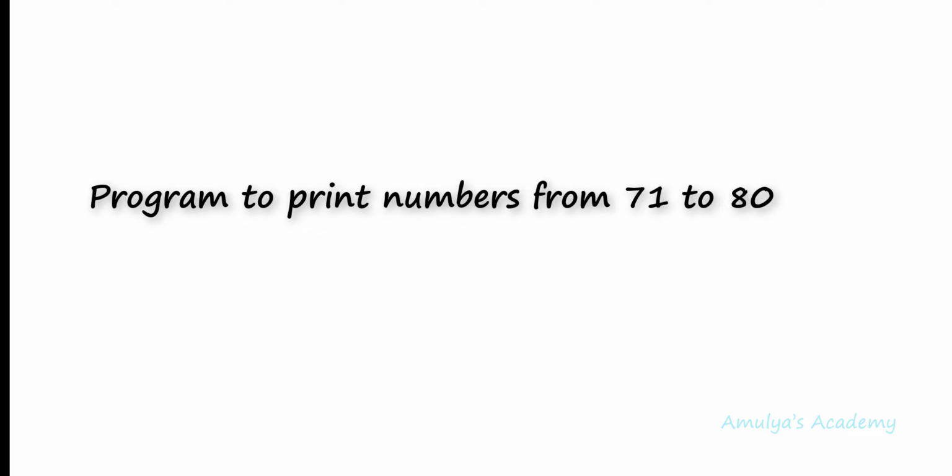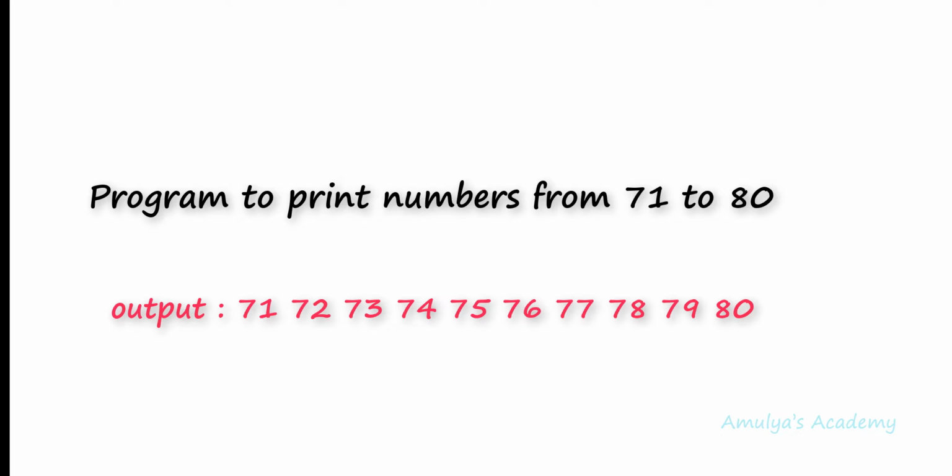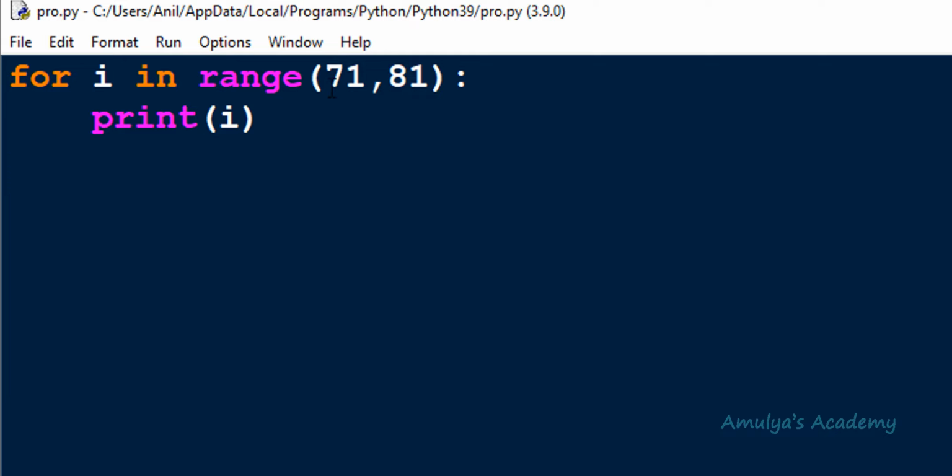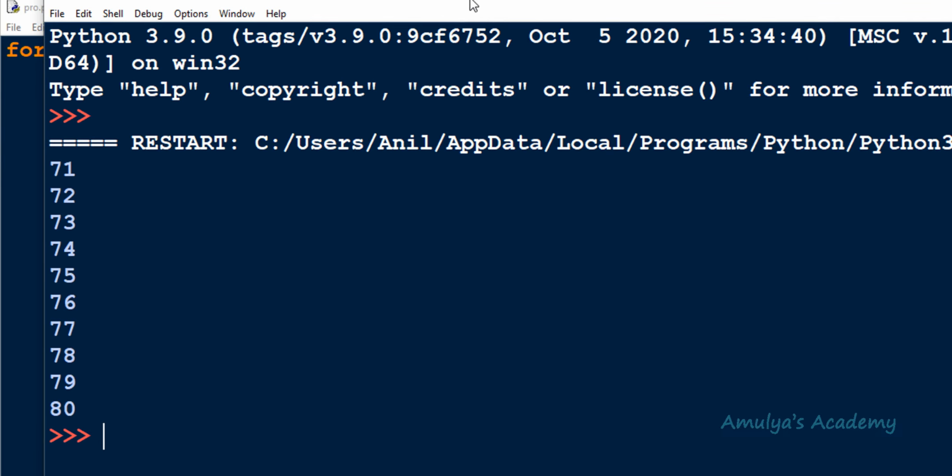So the first program I want you to write is a program to print output from number 71 to 80. So I want output like this: 71, 72, 73, 74, 75, 76, 77, 78, 79 and 80. We can write this program easily, right? Like this. We can use a loop and we can take the range from 71 to 81, and if I execute this, it will print the numbers like this, 71 to 80.